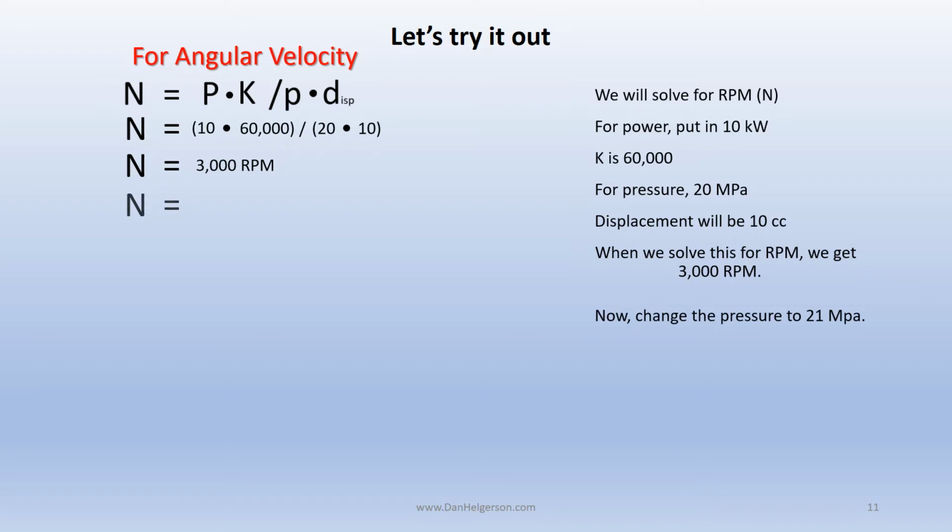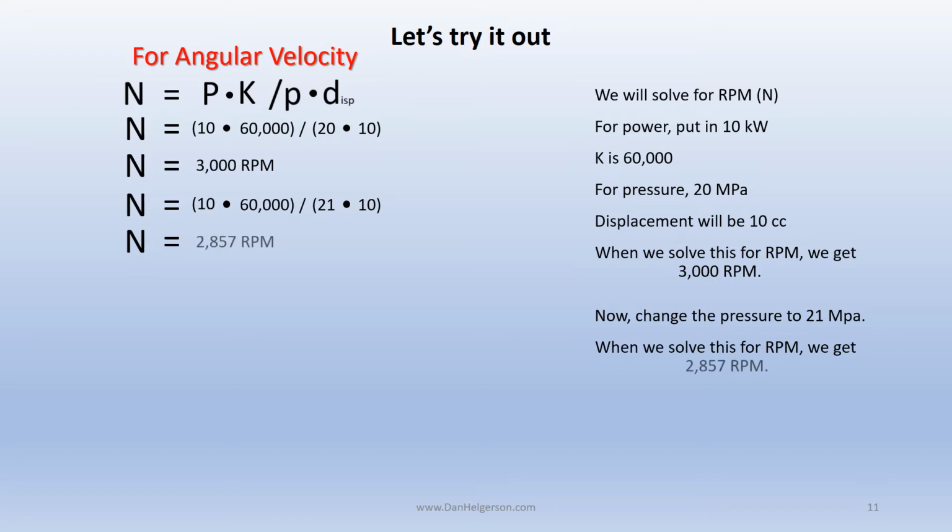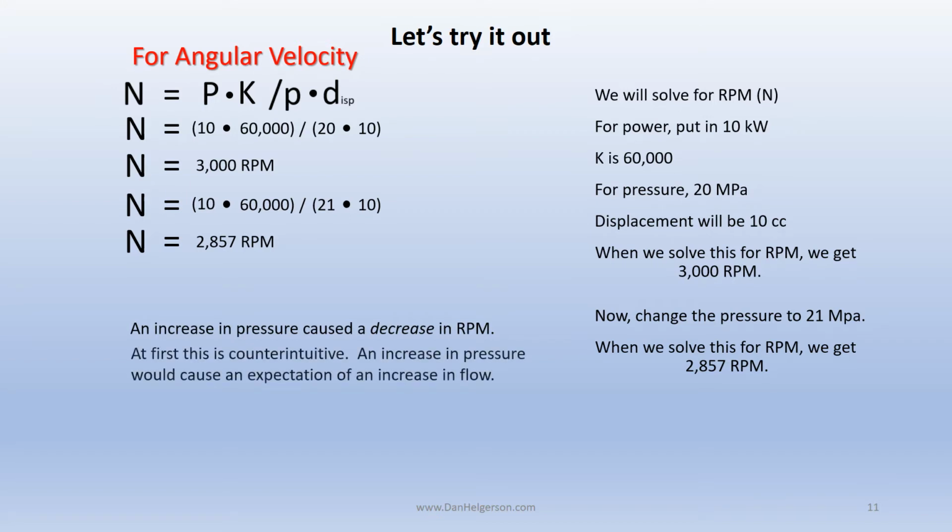Now, change the pressure to 21 megapascals. When we solve this equation for RPM, we get 2,857 RPM. An increase in pressure caused a decrease in RPM.